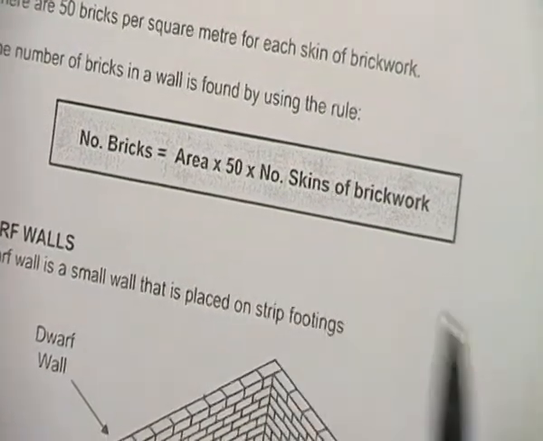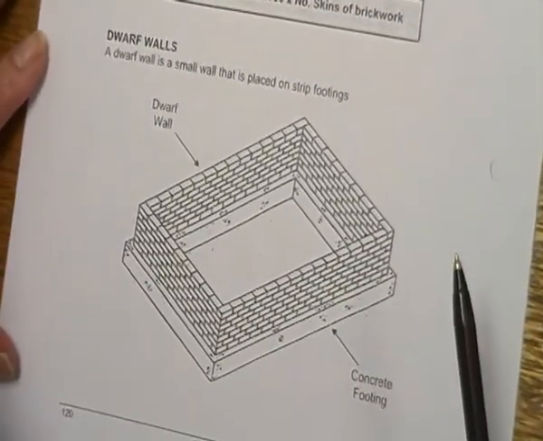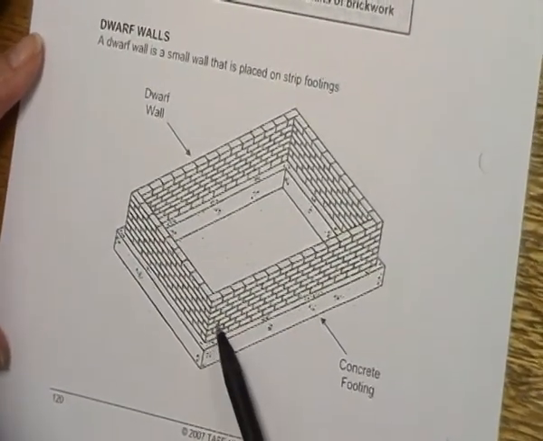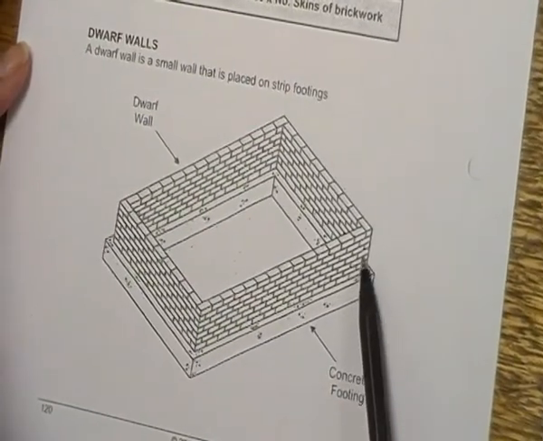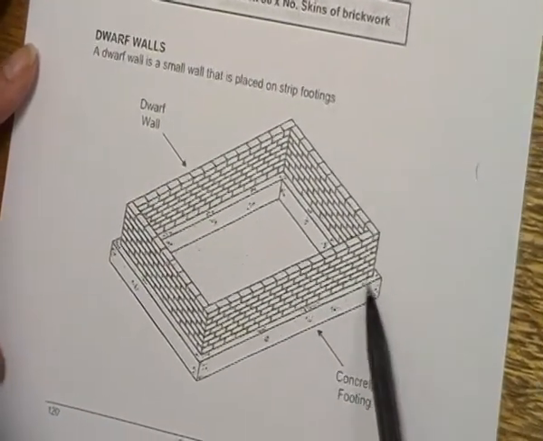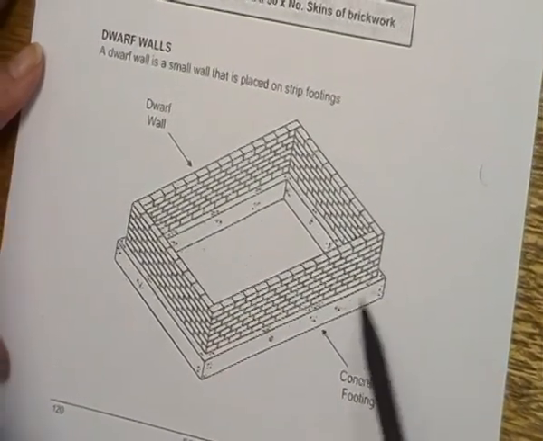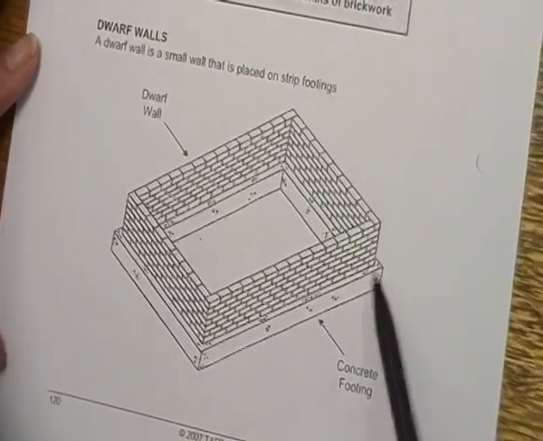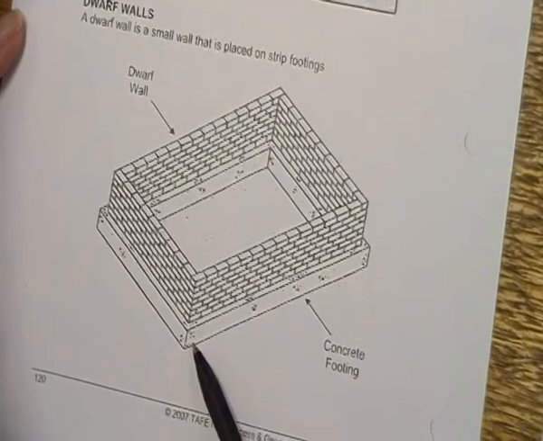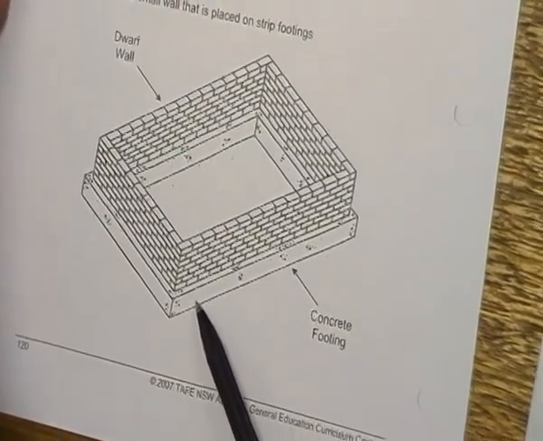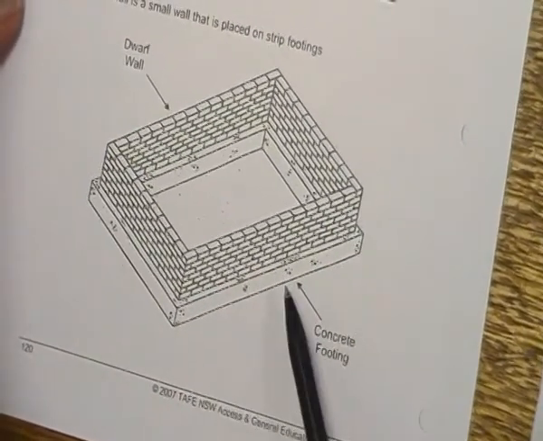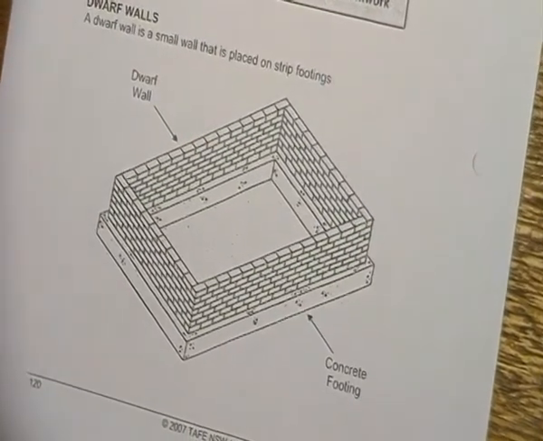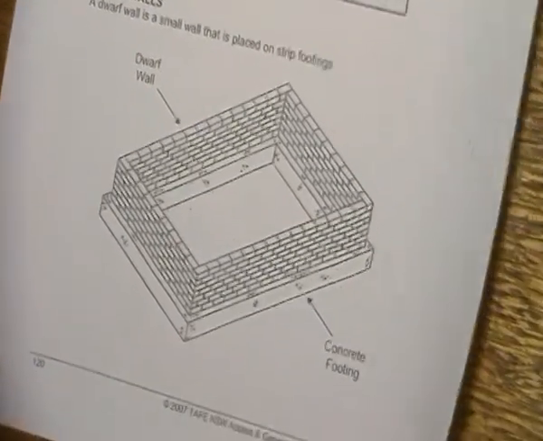Now most of the exercises we'll be doing, or I think all of them today, will be 1 skin. Okay. So we're going to be looking at a wall, and this short wall is known as a dwarf wall. And it's sitting on a concrete footing. So we've done work calculating the spoil for a footing, the concrete for a footing. Now we're doing the brickwork that's sitting on the concrete. I'm just going to turn the page.